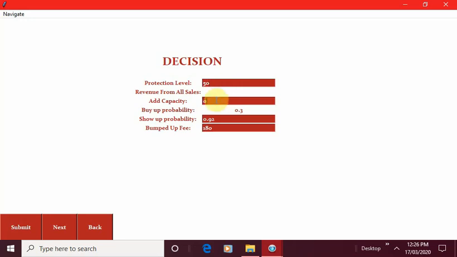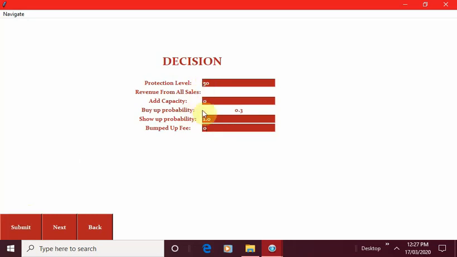There is not much demand, and let us say the show up probability for the high fare tickets, that is the full fare tickets, is 100%, that is 1.0. The bumped up fee will not be there because there won't be any bumped up passengers, so we keep it 0. Based on this we will go for the calculations, and we just hit the submit button.